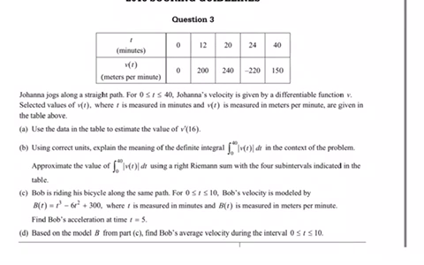Okay, let's look at question 3b. Using correct units, explain the meaning of the definite integral from 0 to 40 of the absolute value of v(t) dt in the context of the problem. Then you have to approximate the value of the integral using a right-Riemann sum with the 4 subintervals indicated in the table.